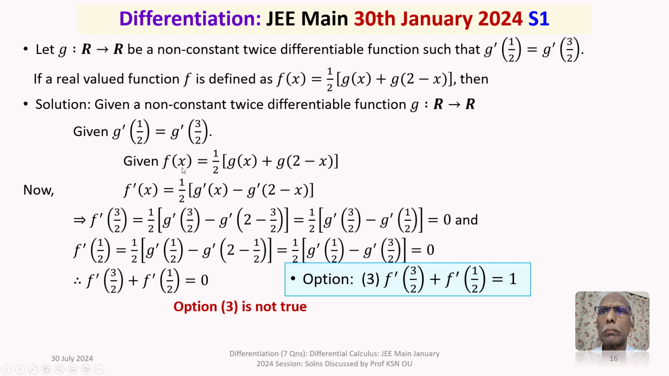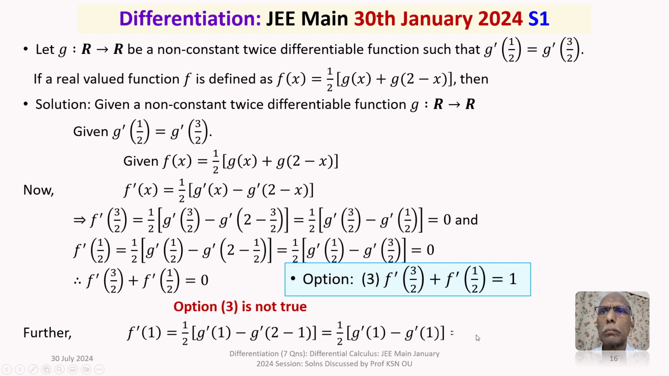Now, look at f prime x again and substitute x is equal to 1. f prime at 1 is equal to 1/2 into g prime 1 minus g prime of 2 minus 1, that is 1. So g prime 1 minus g prime 1 will be 0. So f prime 1 is also 0. Agreed. So take these things and remember the other options.